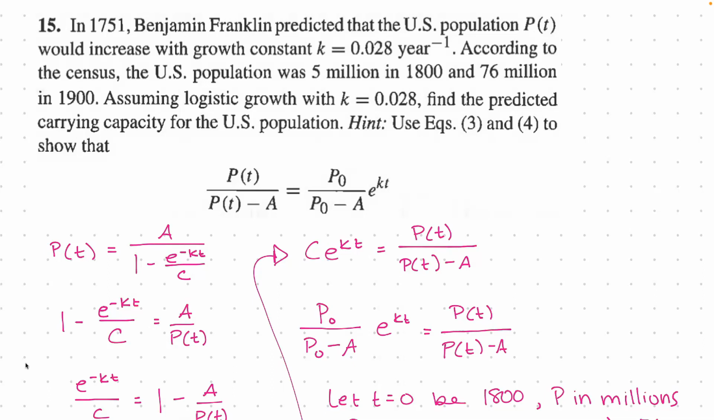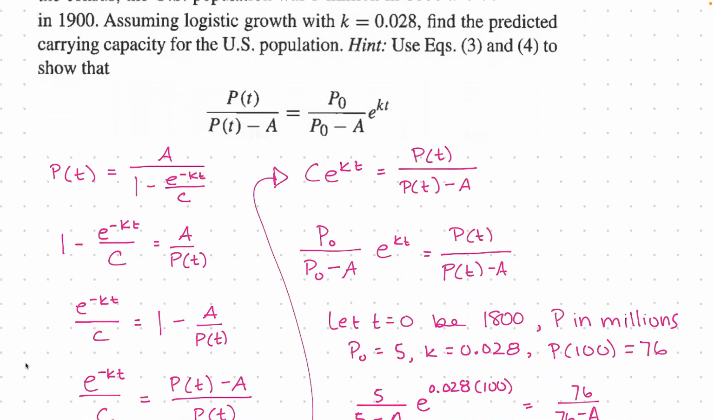In 1751, Ben Franklin predicted the U.S. population would increase with a growth constant of K equals that. I have no idea if this problem is true, by the way, and I wonder how Franklin calculated this, if it is. But anyway, according to the census, the U.S. population was 5 million in 1800 and 76 million in 1900. Assuming logistic growth with K equals 0.028, find the predicted carrying capacity for the U.S. population. And it said hence use equation 3 and 4.